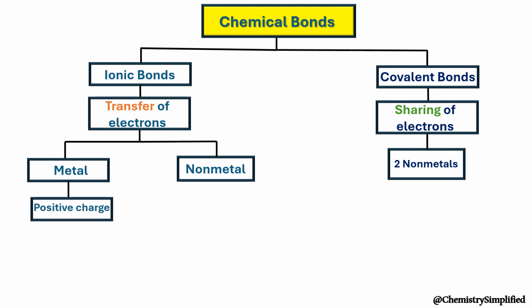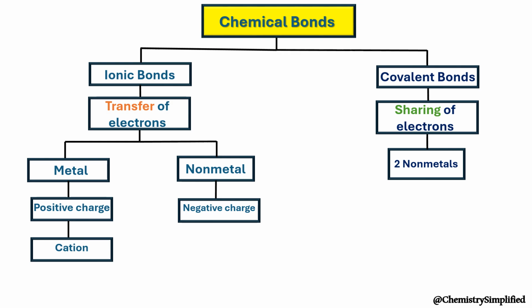Normally, the metal would receive a positive charge because the metal would lose its electrons. The electrons are transferred from the metal to the nonmetal. That's why the metal would receive a positive charge. And the nonmetal, because it received the electrons, will have a negative charge. Remember, electrons have negative charges. So if you lose an electron, you become positive. If you receive an electron, you become negative.